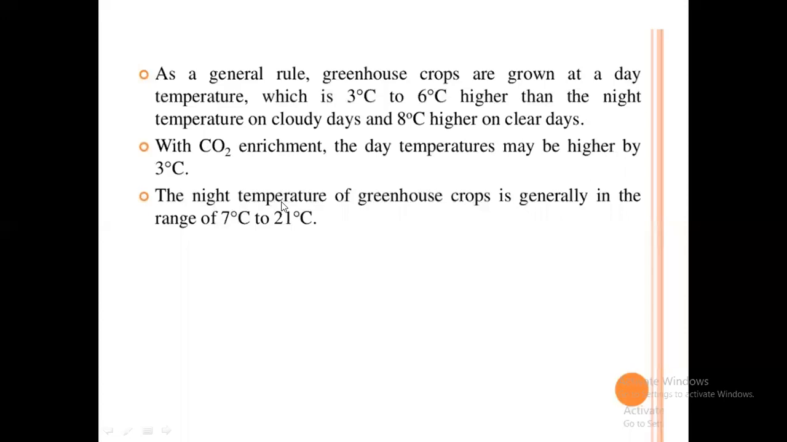And during the night time, the night temperature of the greenhouse crop is generally in the range of 7 degrees Celsius to 21 degrees Celsius. And this range varies according to the cultivated crop.